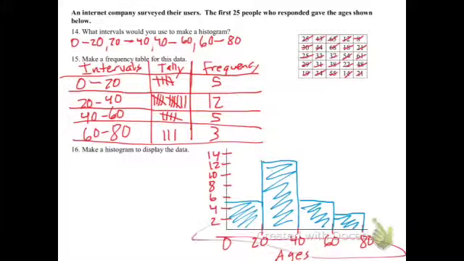The ages range here on the horizontal component. Up here is the frequency. Oh, I should add that there. But yeah, that's going to be the whole assignment.